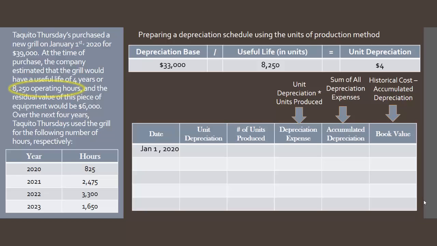For our table, let's still start with the date that we are acquiring the asset on. That's on January 1st, 2020. We bought it for $39,000. That's going to be our beginning book value.